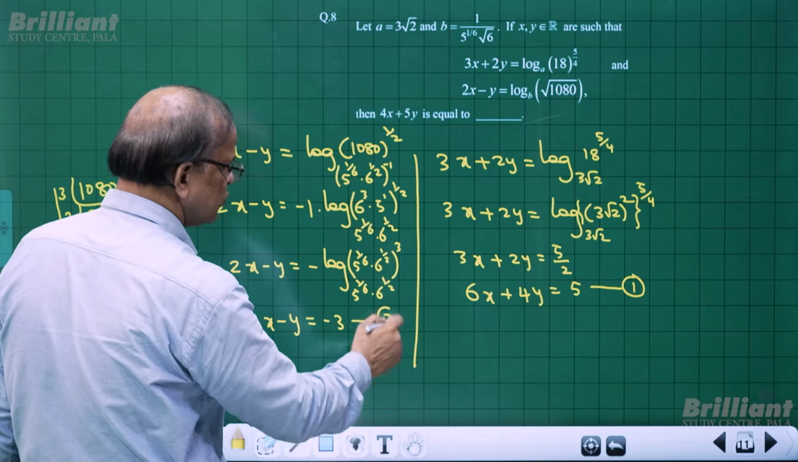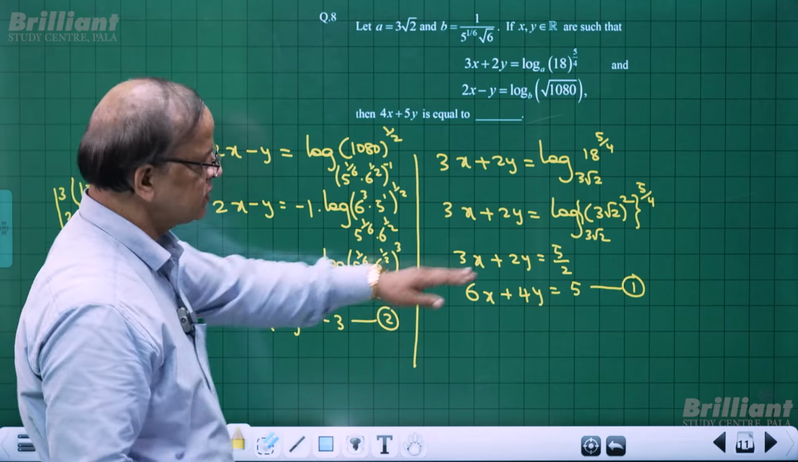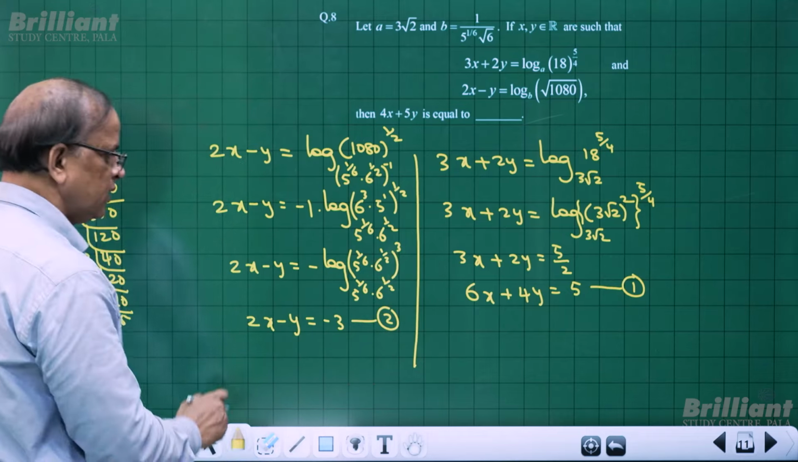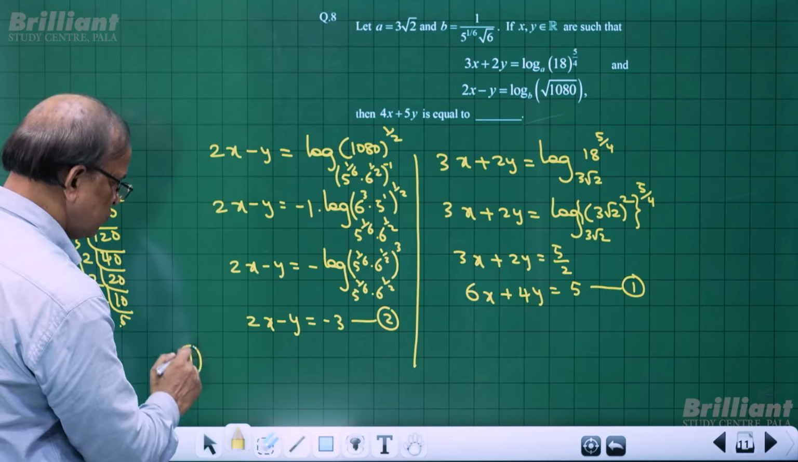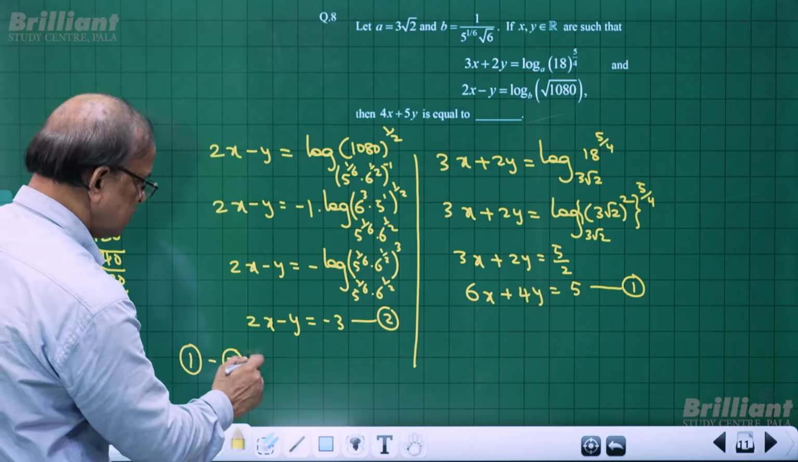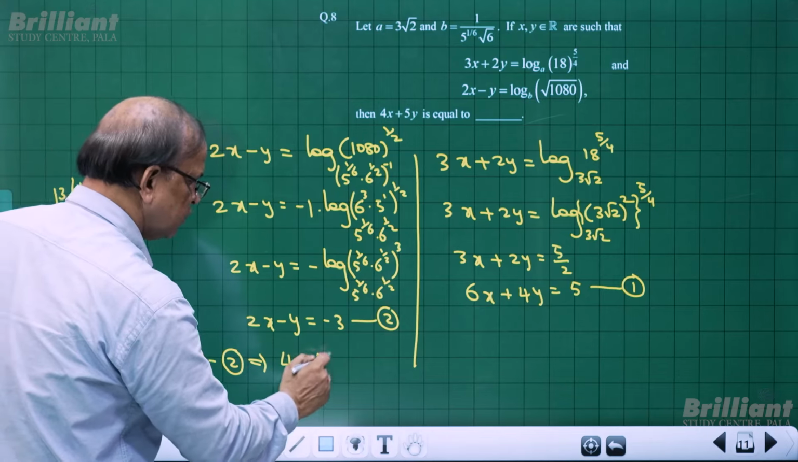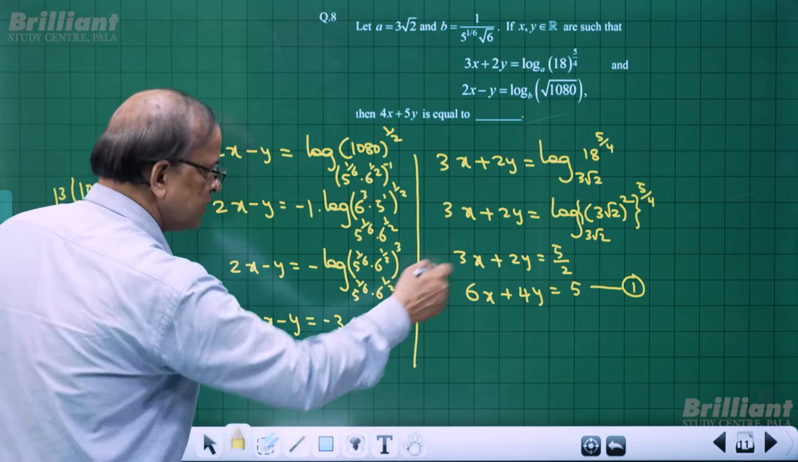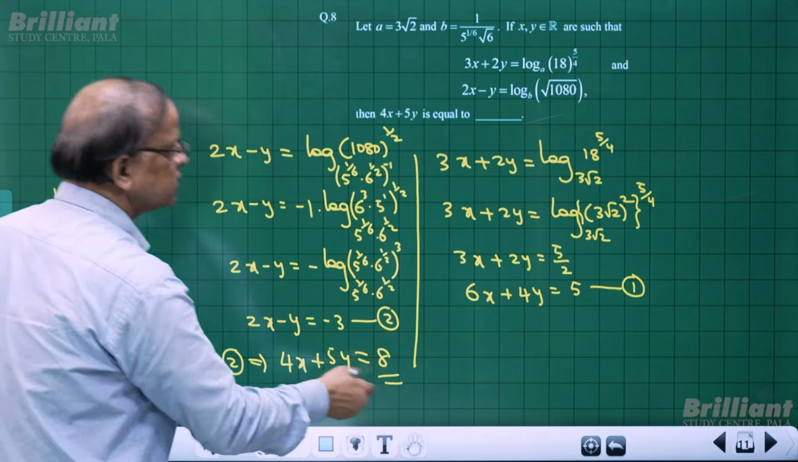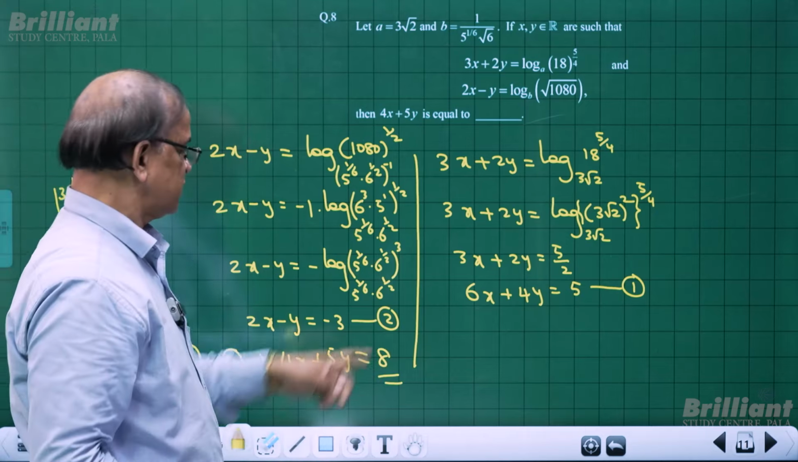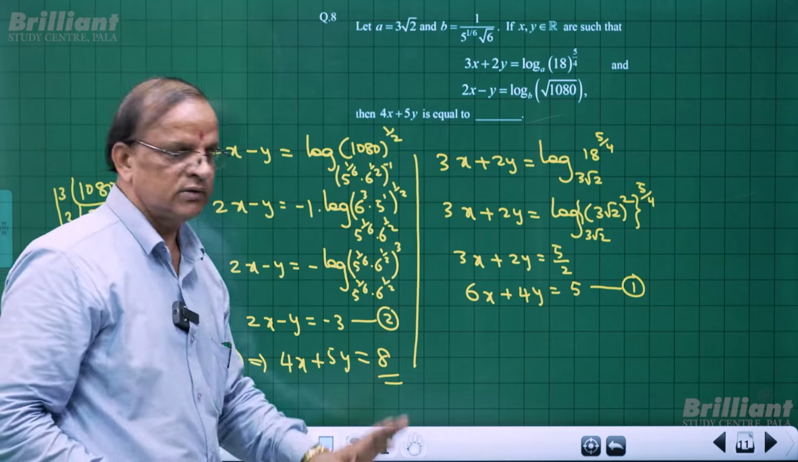So, this is equation 2, right. If you subtract these two, 1 minus 2, what will you get? 6 minus 2, 4x, 4 plus 5y is equal to 5 plus 3, 8. So, this is 8, 4x plus 5y is 8.